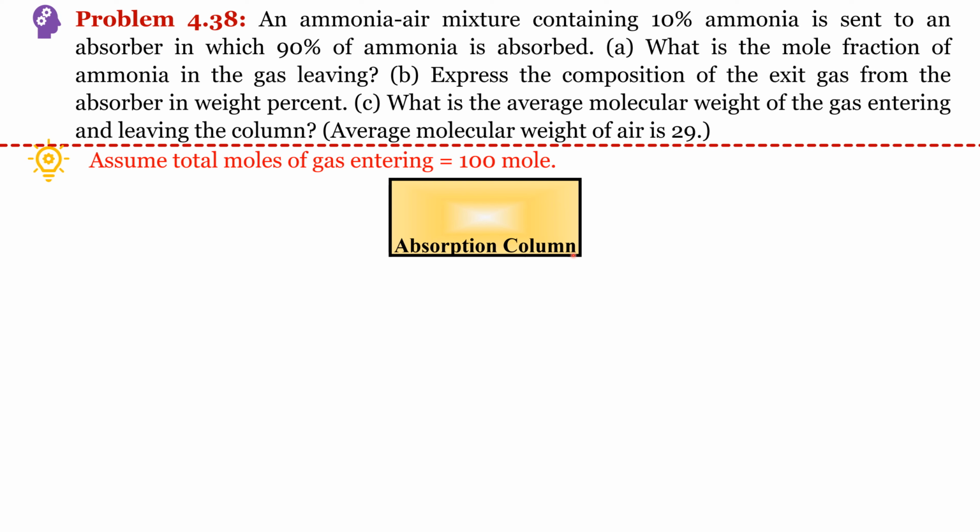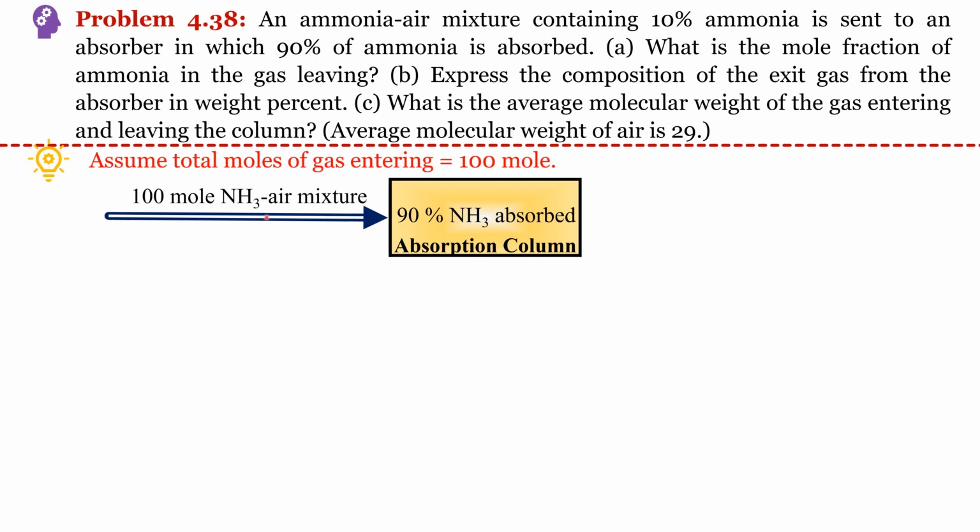So this is the absorption column, and as per problem, 90% of ammonia got absorbed. So only the amount of ammonia will change before and after absorption. So amount of air will remain same. Now we can write the conditions. So before entering, 100 moles of NH3 air mixture are entering, and it is given that the ammonia air mixture contains 10% ammonia. So moles of ammonia will be equal to 10 and moles of air will be equal to 90.